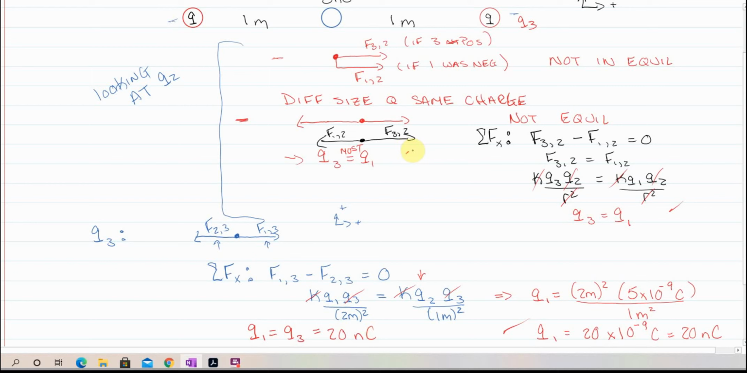Otherwise, I'm going to have my 5 nanocoulomb charge fleeing. If that's fleeing, then everything else is moving. So everything would be accelerating. I can't have static equilibrium for one if everything is off balance for everything else.